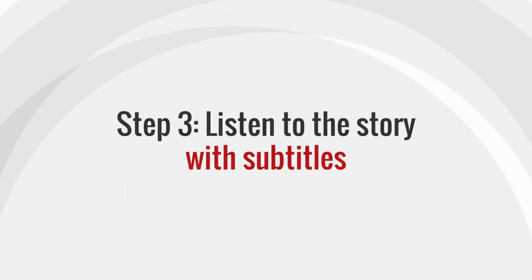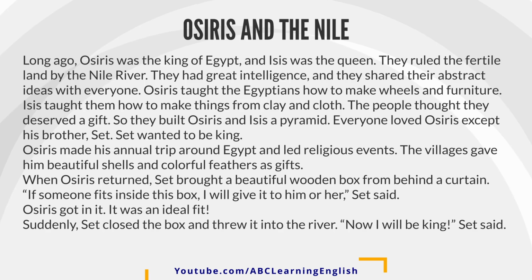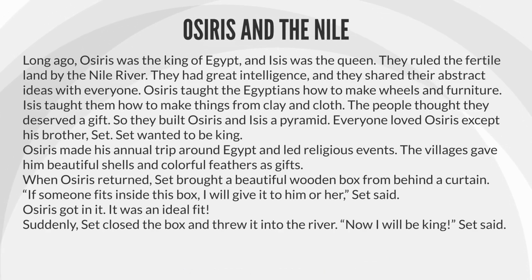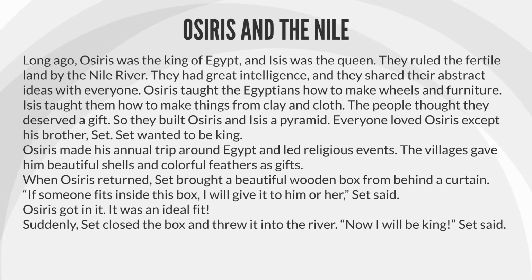Step 3. Listen to the story with subtitles. Osiris and the Nile. Long ago, Osiris was the king of Egypt, and Isis was the queen. They ruled the fertile land by the Nile River. They had great intelligence, and they shared their abstract ideas with everyone. Osiris taught the Egyptians how to make wheels and furniture.